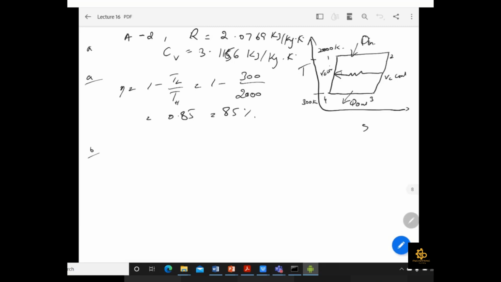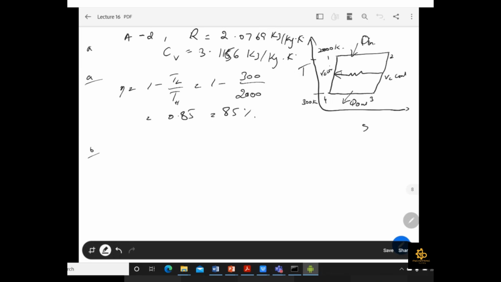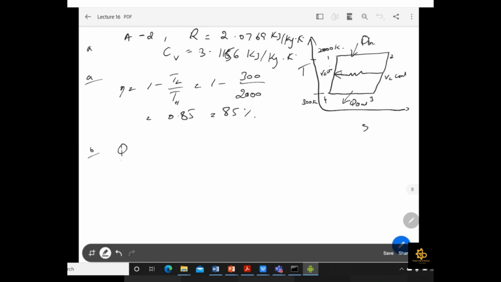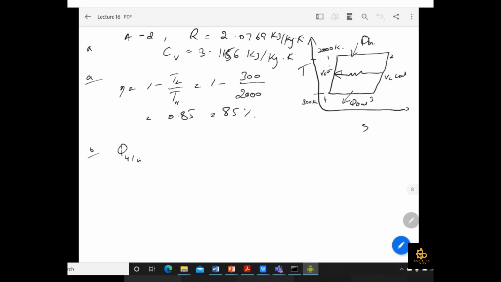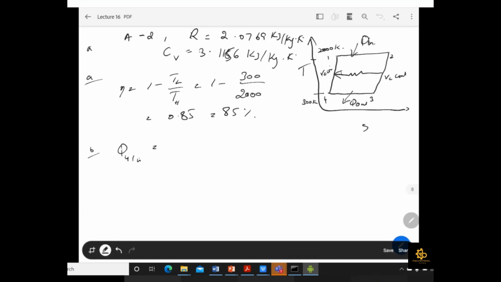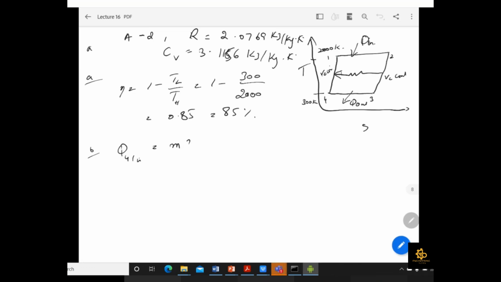Now coming towards part B. In part B, we have to find the amount of heat transfer in the regenerator, so Q for 4 to 1 is what we are interested in. For this, it is a constant volume process, so we can write m Cv (T1 minus T4). The m value is given in your question, the Cv value you can find from table A, T1 is mentioned in your question as the maximum temperature, and T4 is also mentioned. So all the parameters are known to you.